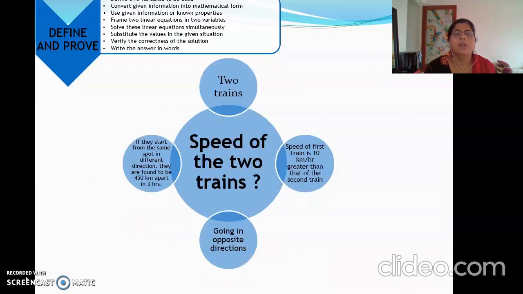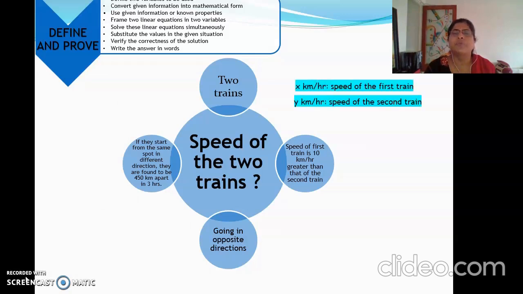Now, we come to the situation where we have to find the speed of the two trains. Let's assume the speed of the first train is x km per hour and the speed of the second train is y km per hour. Now, as per the first information, the speed of the first train is greater than that of the second train, we get our first equation, x is equal to 10 more than y.